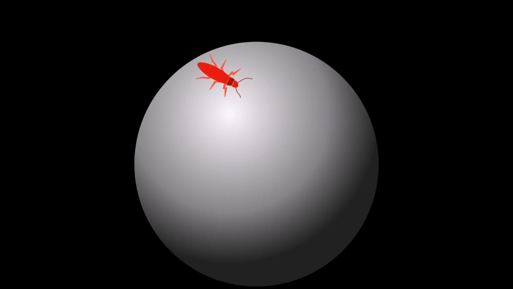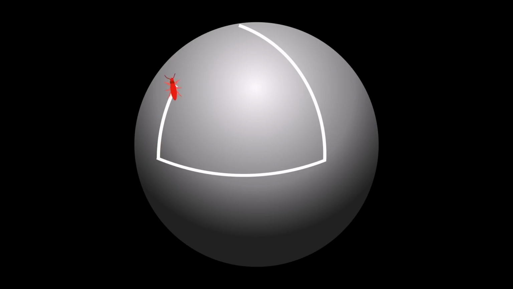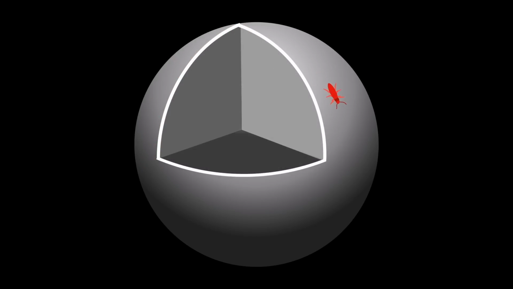Let's see the case of a triangle now. The bug on the sphere can construct a triangle that has 3 right angles. So weird. The bug can start at the North Pole and make a straight line all the way down to the equator. Then he turns 90 degrees and makes another straight line with the same length. Then again. And there we go. A triangle with 3 right angles.